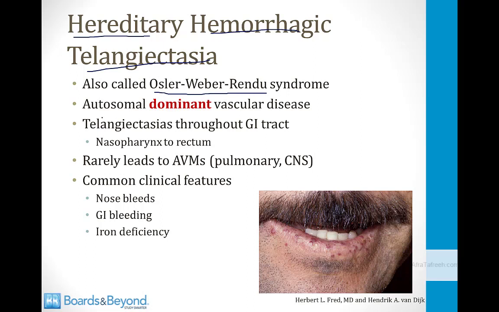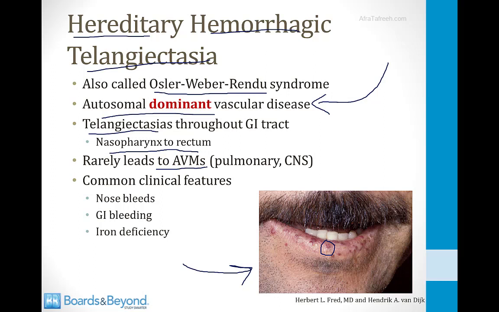This is an autosomal dominant vascular disease, and relatively few disorders are autosomal dominant, so whenever you see one, you should take note. Most disorders are autosomal recessive. And these patients develop telangiectasias throughout the GI tract, anywhere from the nasopharynx to the rectum. And as I said before, telangiectasias are small dilated capillary beds, but they're very similar to the angiodysplasia we saw in the last slide. And this is a picture of a man who has hereditary hemorrhagic telangiectasia, and you can see that he has telangiectasias on his lips, and these patients can get them anywhere from their nose to their lips to the rectum.